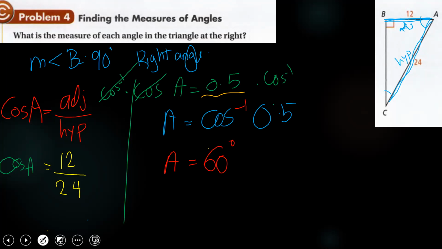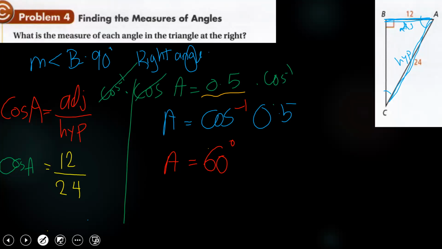Yes, teacher, it works for me. It gave me 0.99. No, don't say cosine 0.5. Cosine inverse. How to find it? On your calculator, I told you how to open the sine and the cosine. Is it right?